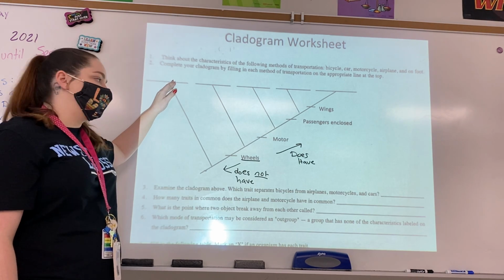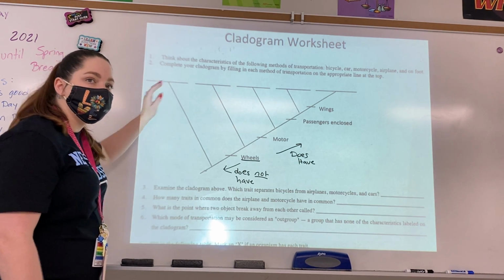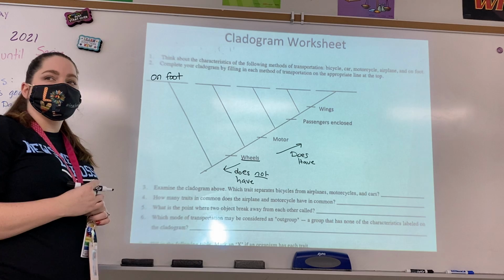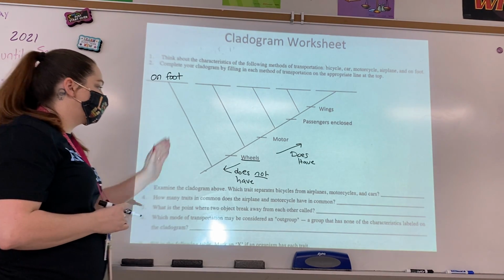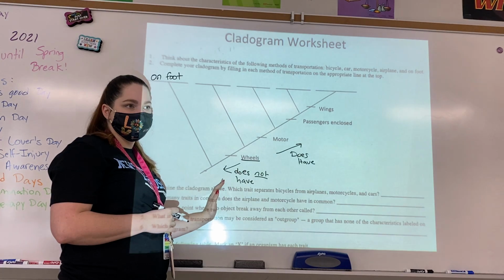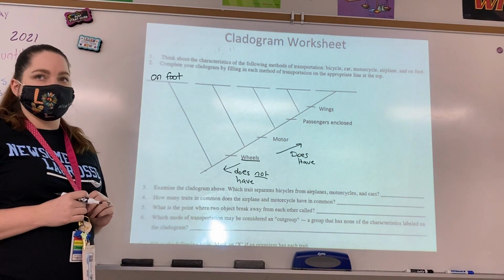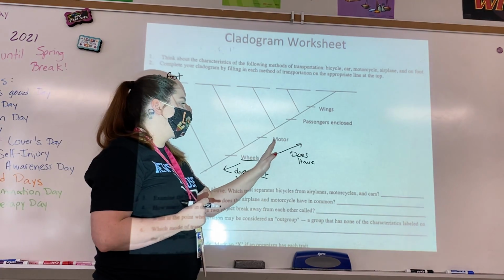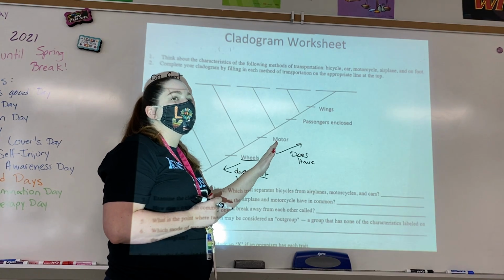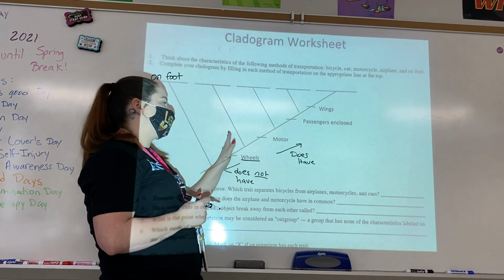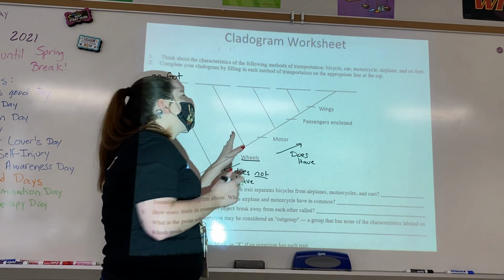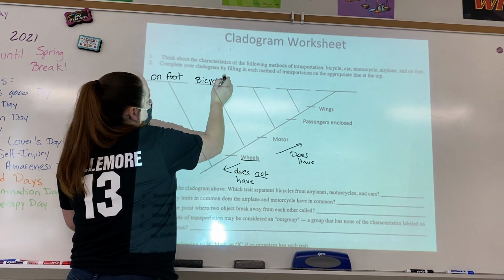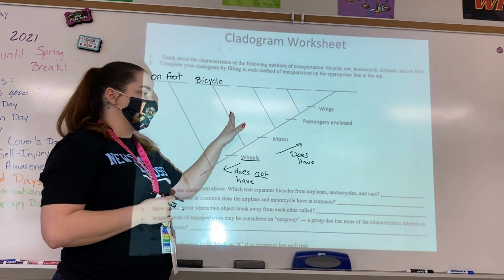So which one of those does not have wheels? On foot, yes. So on foot is going to go in this first box, because on foot does not have wheels. Now, what is our second characteristic? Our second characteristic is a motor. So now we're going to look at what does not have a motor, and whatever does not have a motor, we're going to put that to the left. So what does not have a motor? A bicycle, a traditional bicycle, does not have a motor, so it goes to the left.